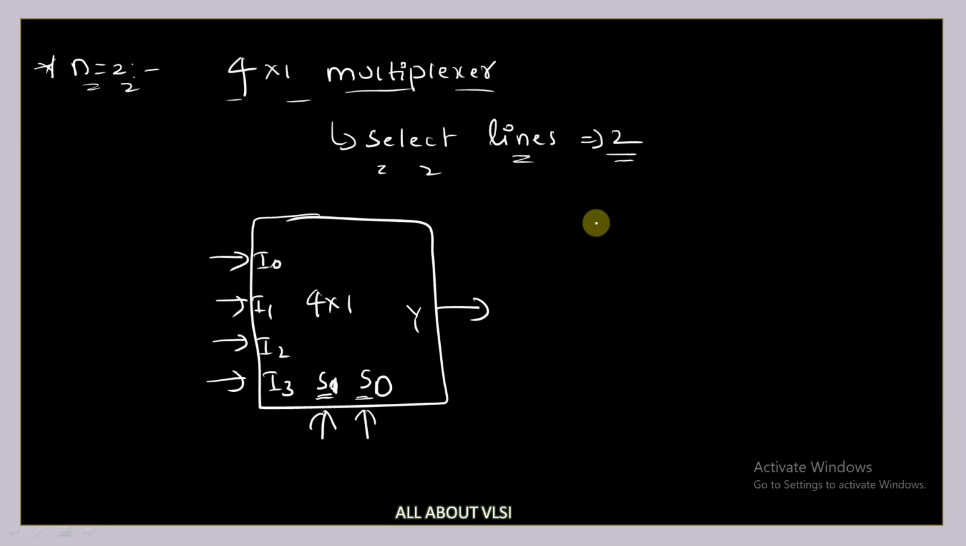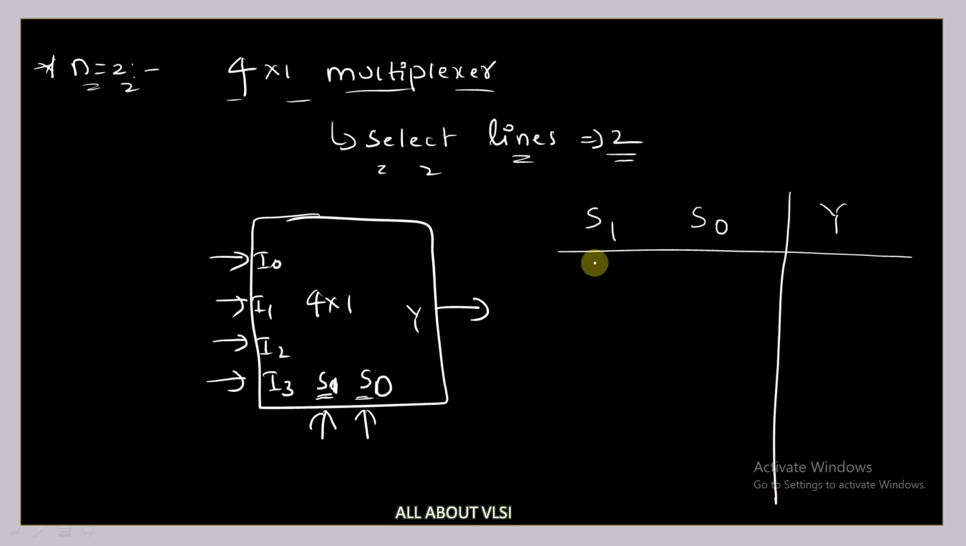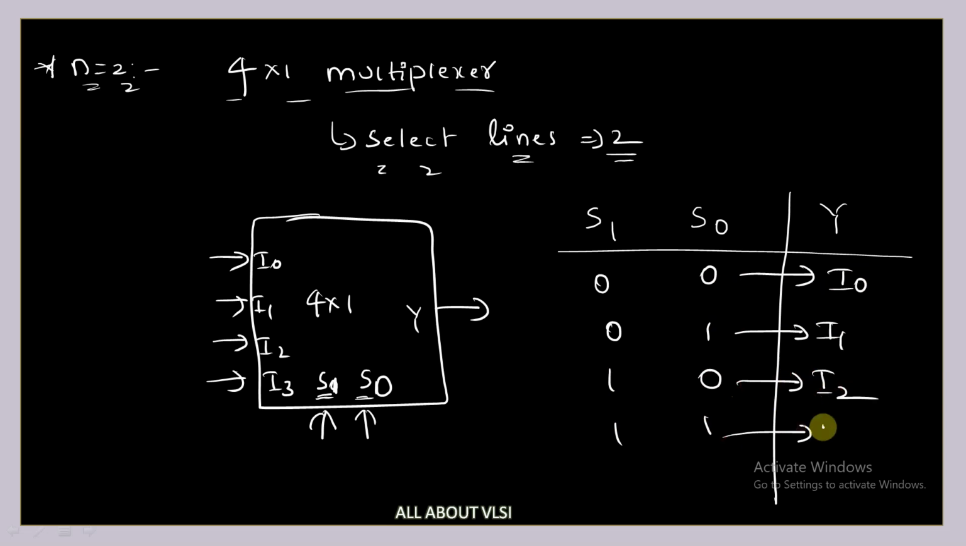And for your 4 cross 1 multiplexer, coming to the truth table, the inputs are S1, S0 and the output is Y. So 0 0, 0 1, 1 0, 1 1. If S1 and S0 are zeros, then your output will be equal to I0, here it will be equal to I1, here we are going to get I2, and here we are going to get I3. Depending upon the values of S1 and S0, you are going to get your outputs.